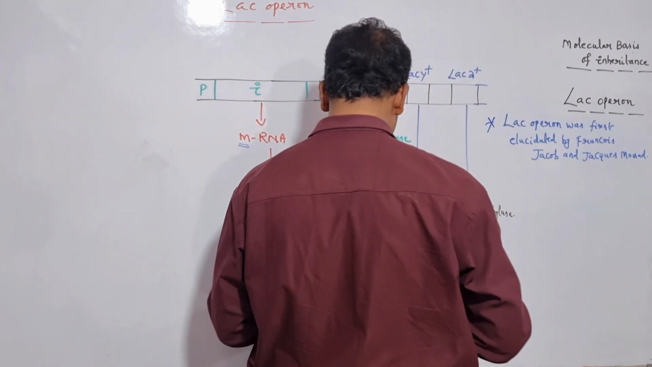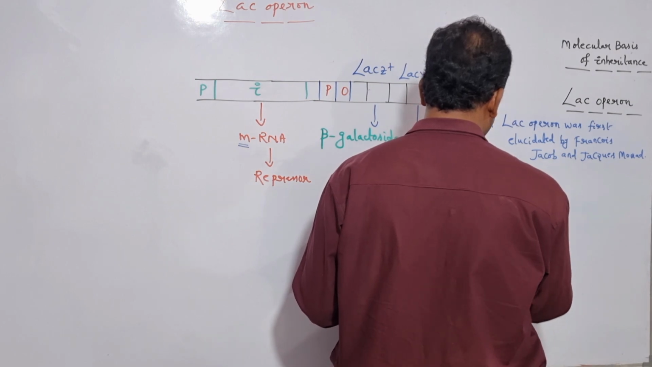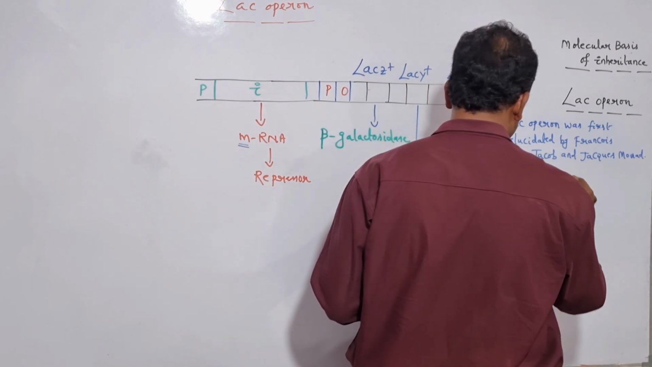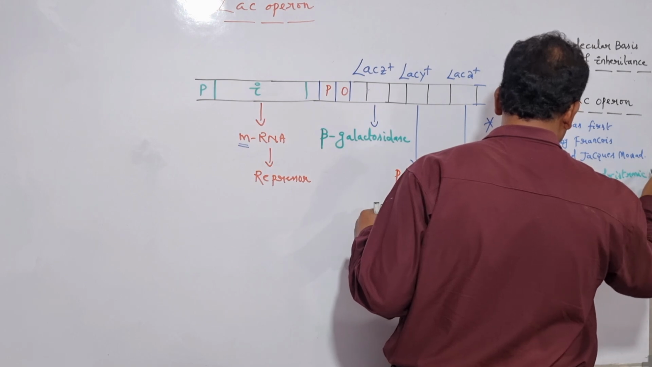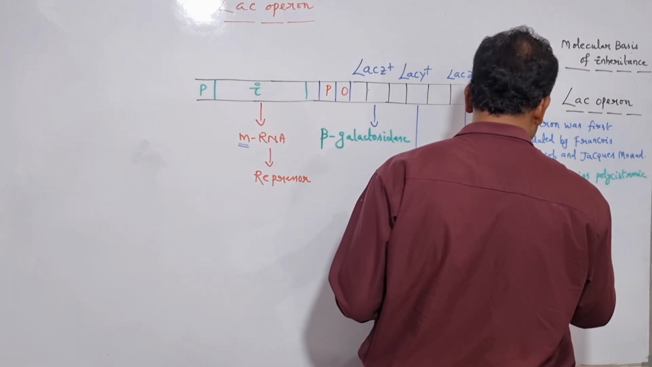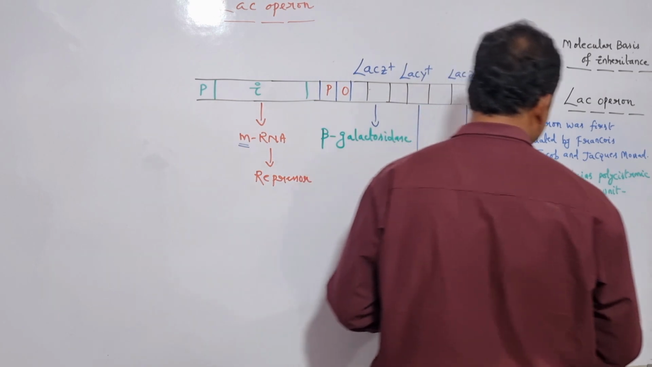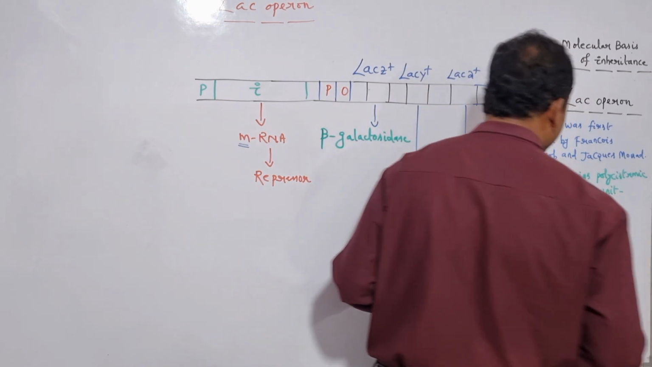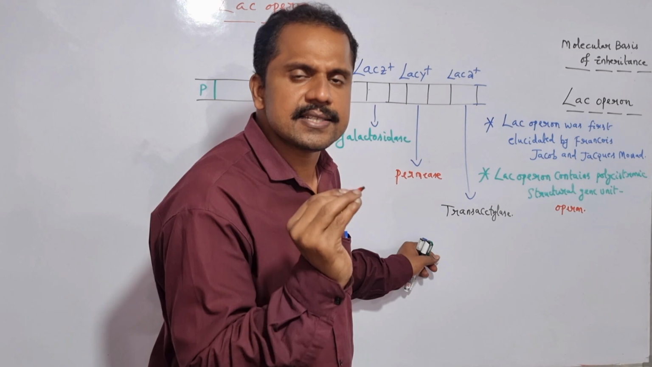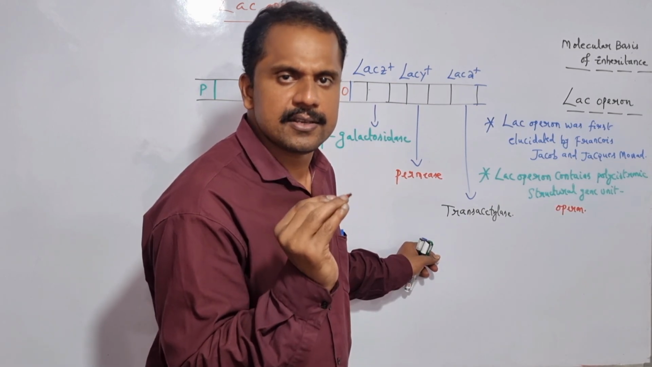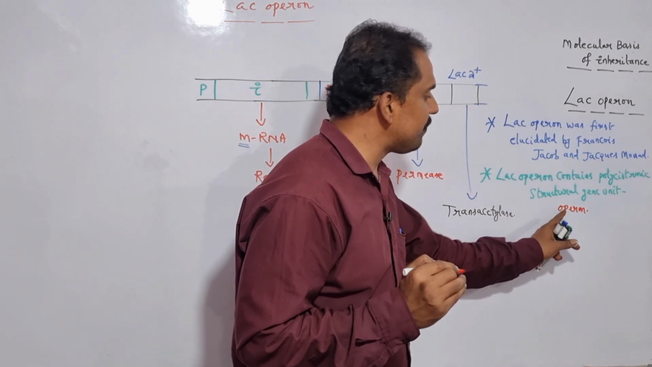And here basically the lac operon contains a polycistronic structural gene unit. So let me write it here. Lac operon contains a polycistronic structural gene unit, which is together termed as operon. Here the meaning of operon is nothing but a cluster of genes or group of genes. Is it clear? So the lac operon contains three structural genes like LAC-Z, LAC-Y and LAC-A. So the reason why it is termed as operon is that the lac operon contains a polycistronic structural gene unit.